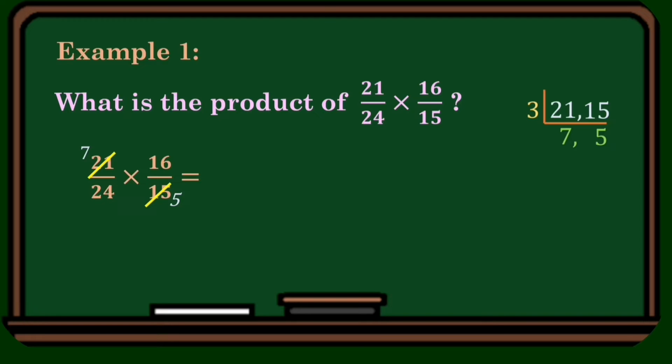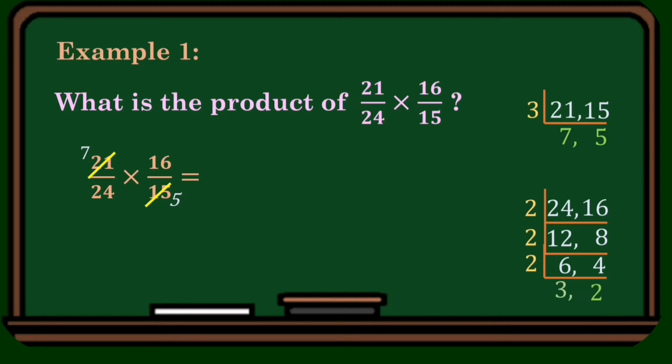Again, find the GCF of 16 and 24. Their common factor is 2. Then divide, 24 divided by 2 is 12. 16 divided by 2 is 8. And we still have a common factor. 12 divided by 2, we have 6. 8 divided by 2 is 4. Another. Okay, we still have 2. 6 divided by 2 is 3. And then 4 divided by 2 is 2. So, there's no more common factor between 3 and 2.